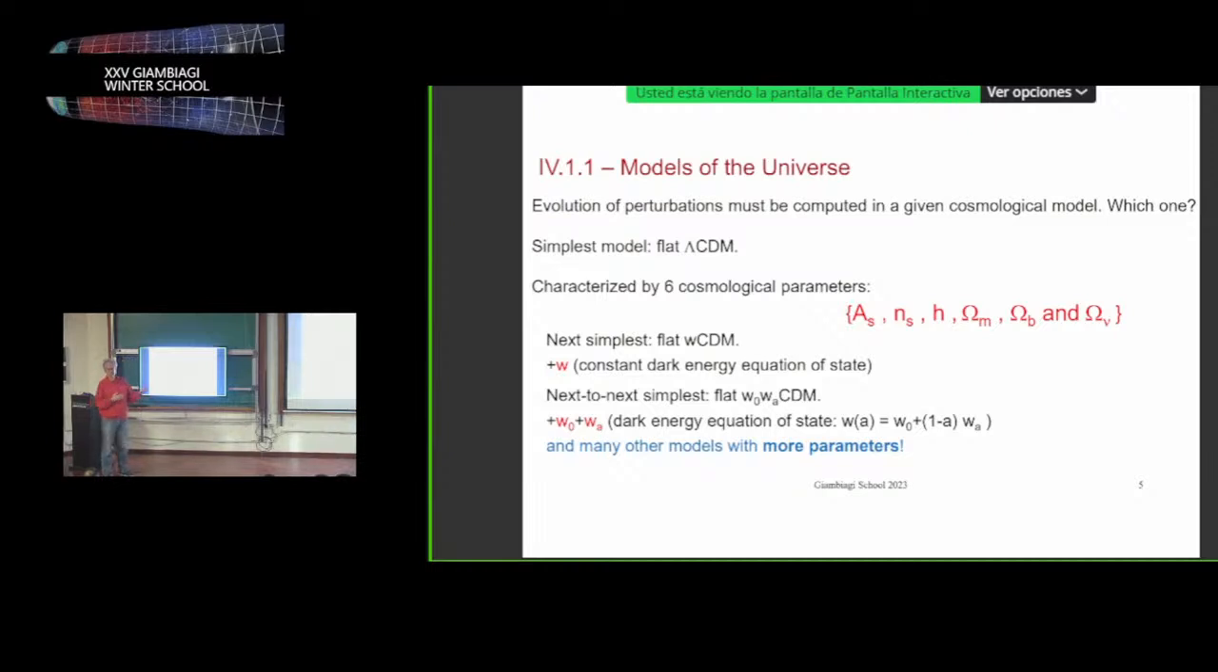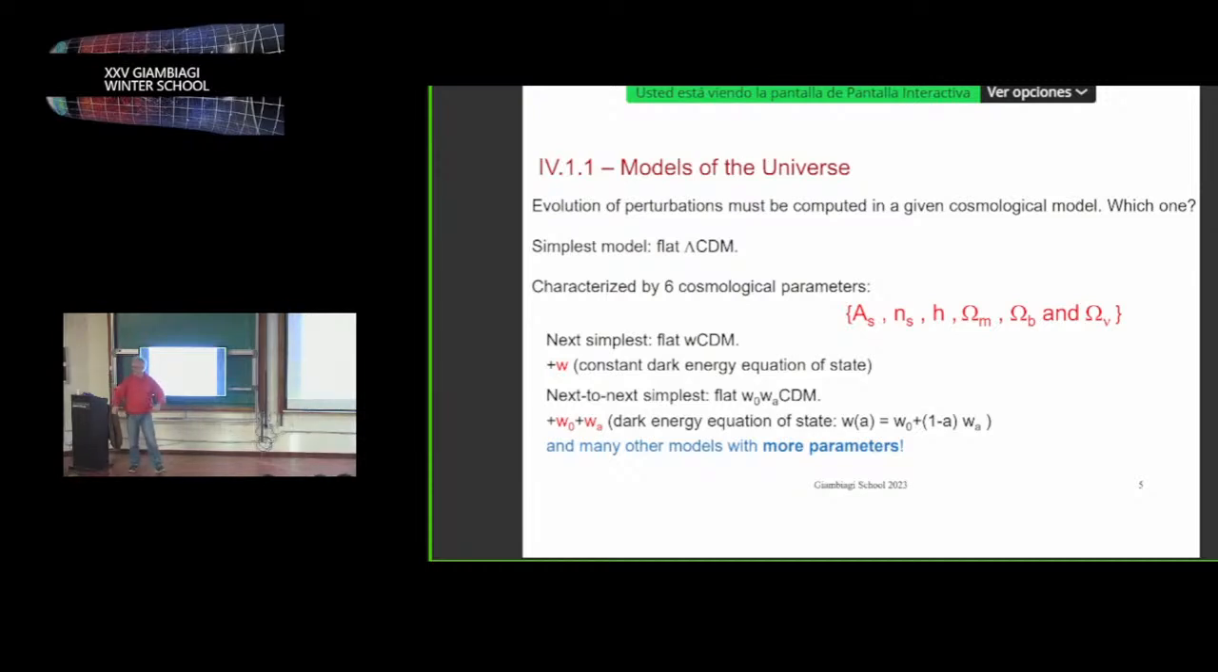But what I'm telling you is what we do in practice in our large-scale survey data analysis. Those are the models we test. First models that we test. We also test whether or not there's some curvature in the universe, so there's things like that we can test. We also test some more effects of masses of neutrinos, etc. But this is the bread and butter that we do. Okay, so these are the models of the universe that we choose to analyze.